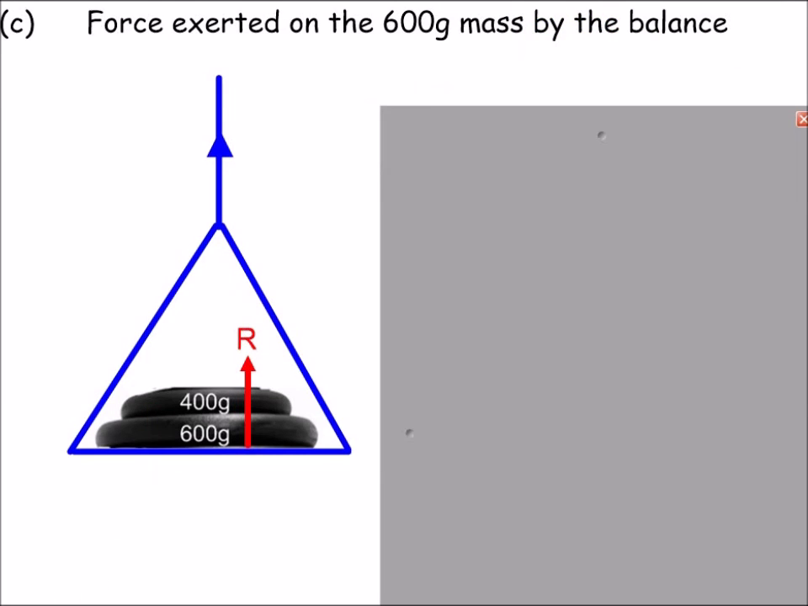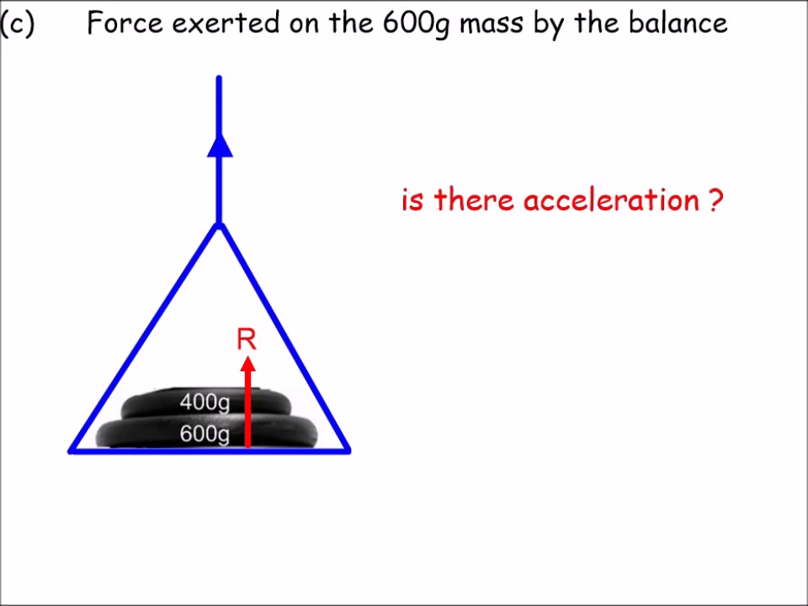So extending the same concept a little bit further, what's the force exerted on the 600 gram mass by the balance? Now the balance has got no idea whether it's just a single 1 kilogram mass sitting on top of it, or whether there are two separate masses of 600 and 400 grams sitting on top. So we can combine these two masses together into a 1 kilogram mass. But again, we need to know if there's any acceleration, and we're going to look at two scenarios like before.